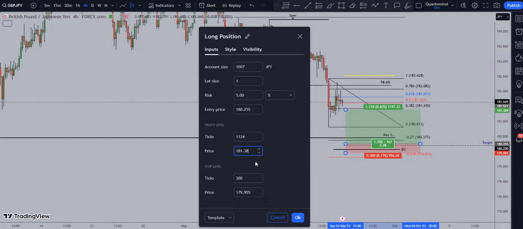Is it? No, I think it's, yeah, it's good. It's 950. That's it. It's good. 950 is good. 30 pips.